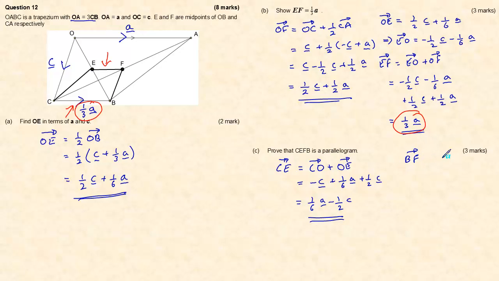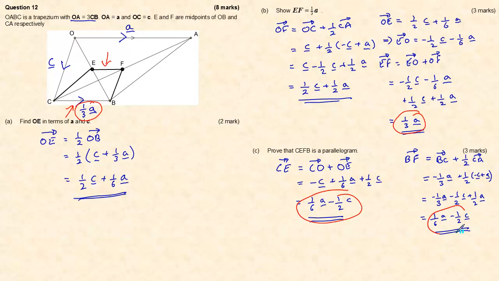Then for BF, we could go from B to C and then a half of the way from C to A. So that's negative 1/3 A, add a half of negative C add A, and if we work that out, so negative 1/3 A, take away a half C, add a half A, is 1/6 A, take away a half of C. So we can see that the other pair of opposite sides, this one and this one, are also parallel and the same length, and therefore we have a parallelogram.